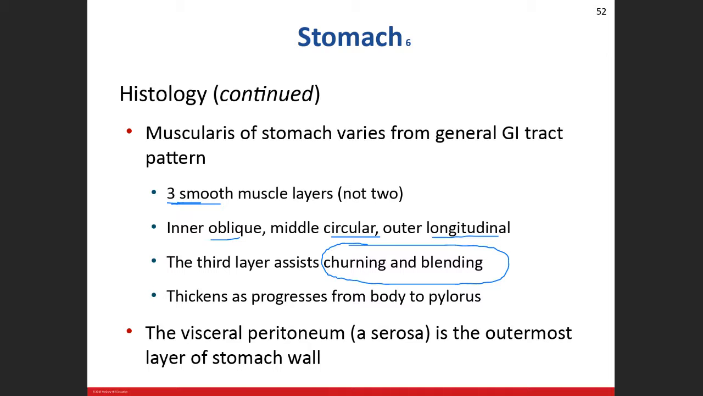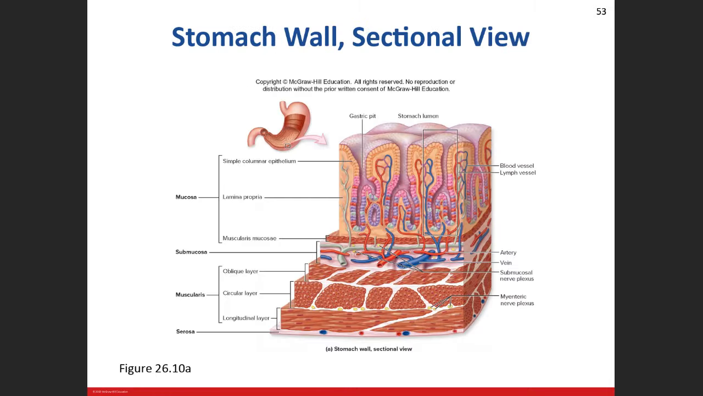Our outermost layer, that's serosa or adventitia, is going to be made up of the visceral peritoneum. So here you can see all these layers. The innermost layer, the mucosa, is lined with the epithelial cells, and beneath the epithelial cells we'll see the lamina propria. And then we follow that with the muscularis mucosae. It will help to eject or move some of those secretions into the gastric pits.